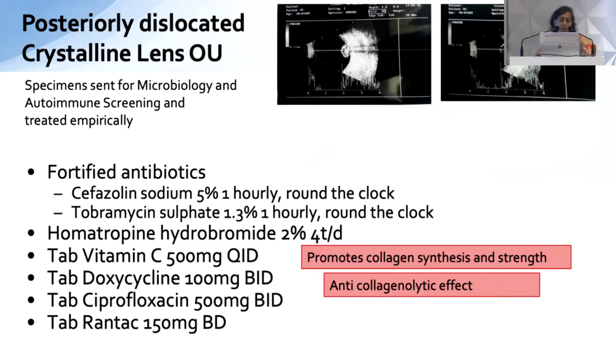Specimens were sent for microbiology and autoimmune screening, and he was treated empirically. You can imagine that one eye had already perforated, so we started him on topical lubricants, topical antibiotics, and we started M45 therapy because it had already perforated. But as I said earlier, if it's just a slight peripheral ulcer, and it is looking very clean, you don't have to give fortified antibiotics straight away. It's a question of whether you're treating a supposed infection or whether it's a preventive dose. Along with that, we gave doxycycline and ciprofloxacin because of the perforation.